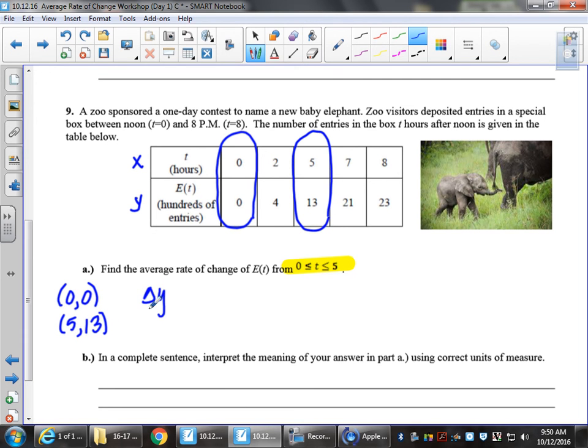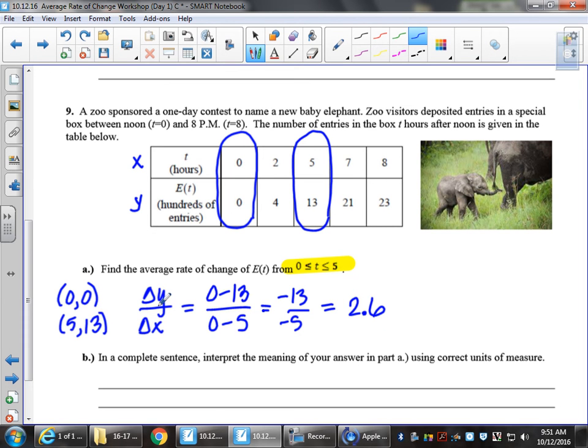So change in Y divided by change in X. What are we subtracting in the top? 0 minus 13. Careful, remember, these are nice in line. 0 minus 13, and then what's in the denominator? 0 minus 5. That gets me negative 13 divided by negative 5 equals 2.6.